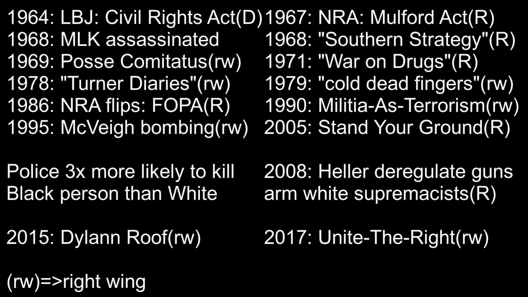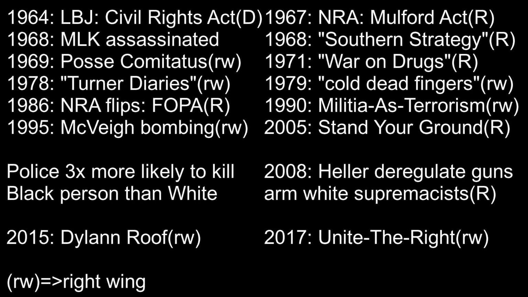1964, LBJ passed the Civil Rights Act. 1967, NRA supports gun control law, Mulford Act of 1967, which disarms Black Panthers. 1968, Martin Luther King Jr. was assassinated. 1968, Republicans adopted the Southern strategy to appeal to white supremacists. 1969, the white supremacist Posse Comitatus organization was founded. 1971, war on drugs was created by Nixon, to criminalize being black.